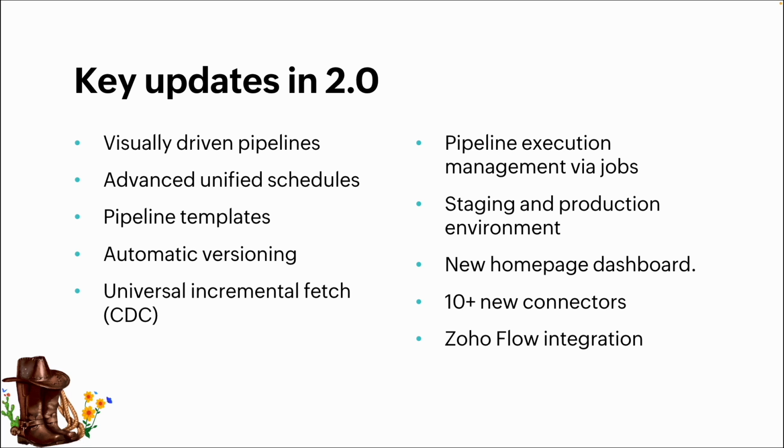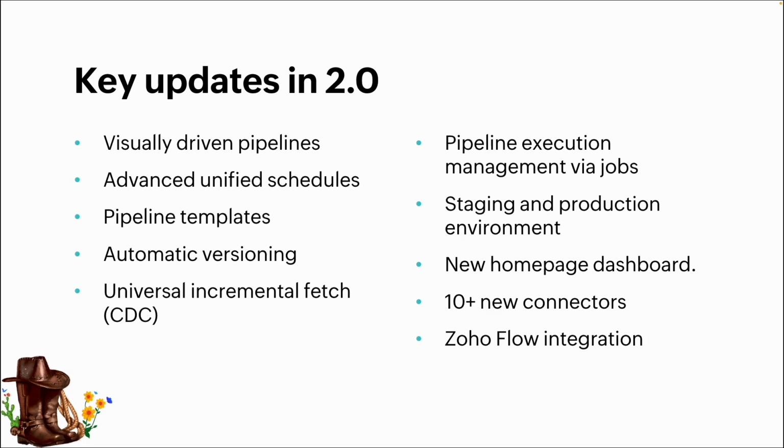And with automatic versioning, we also have staging and production environments. Let's say you have a pipeline that's already scheduled. Any changes that you make to that pipeline will not affect the scheduled processes, but will be done in a separate sandbox environment. And when you're ready with the pipeline version, you can publish it as a live version, right? So that's when the new changes are taken up.